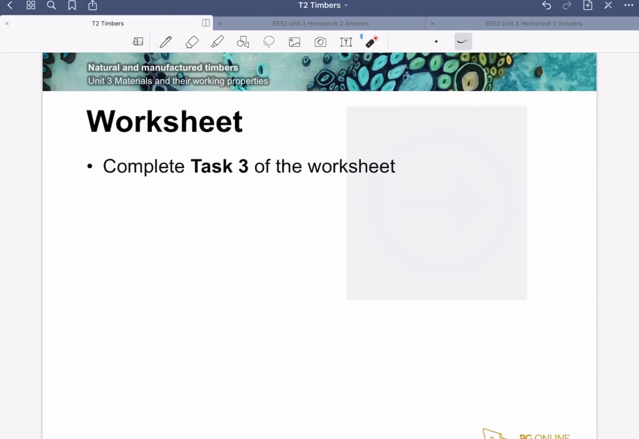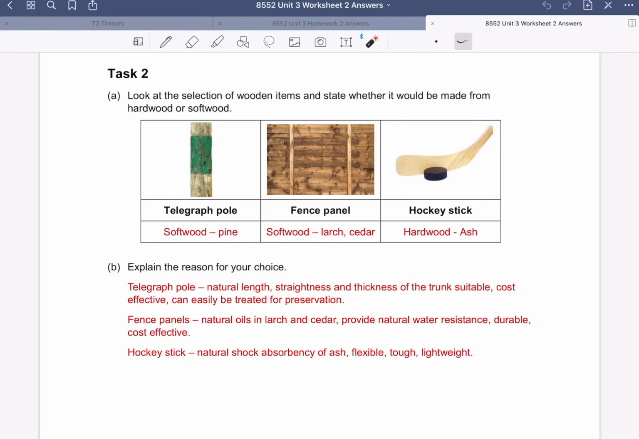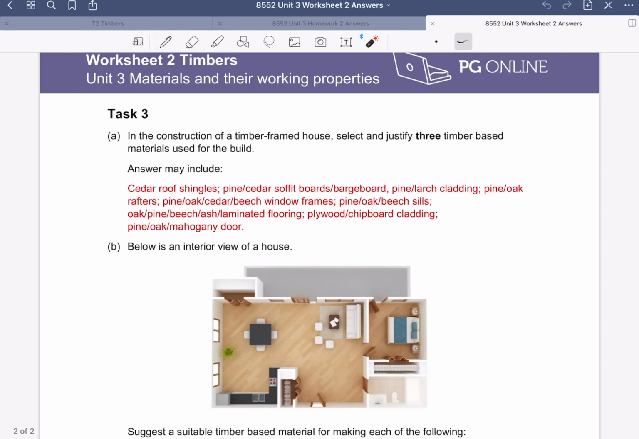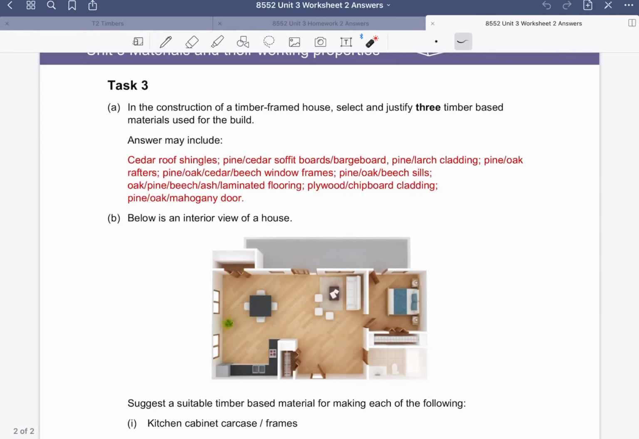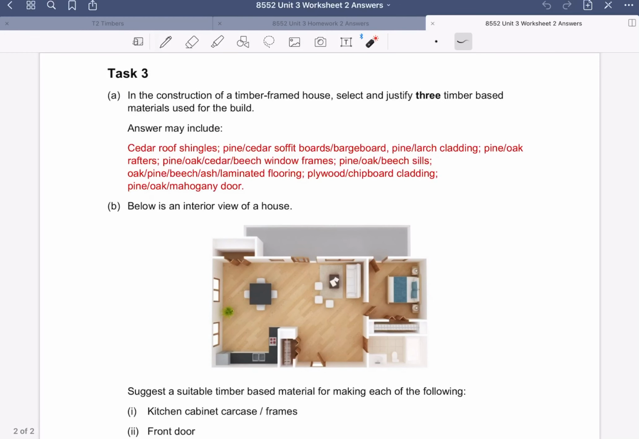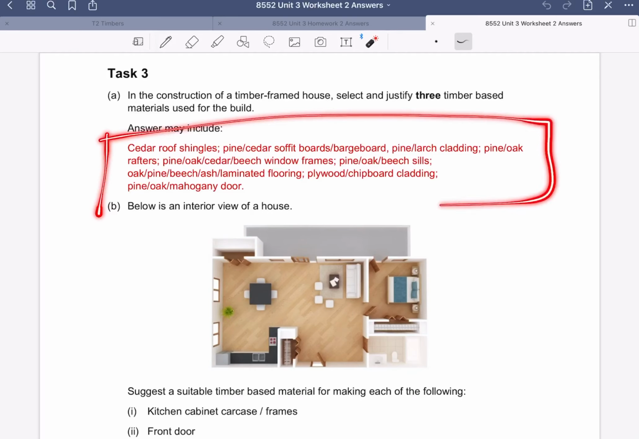Okay, everybody, welcome back. Let's have a quick look over task 3 and see what it says. In the construction of a timber-framed house, select and justify 3 timber-based materials used for the building. So, this could be anything really, can't it? As long as you can justify your answer and say why, that'll be fine. So there's a real collection of answers here that you can talk through.